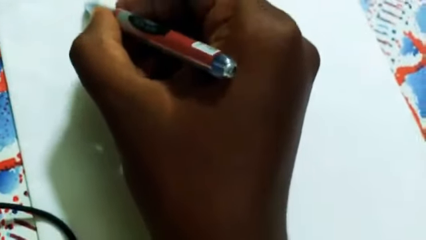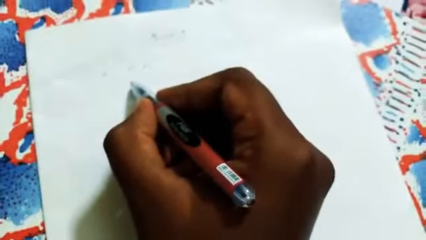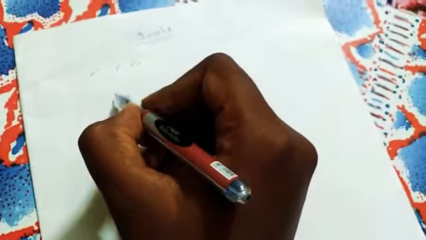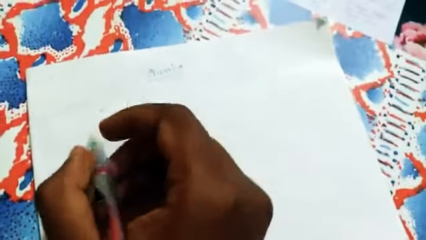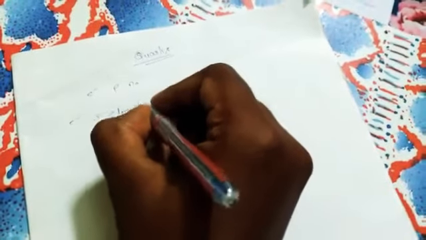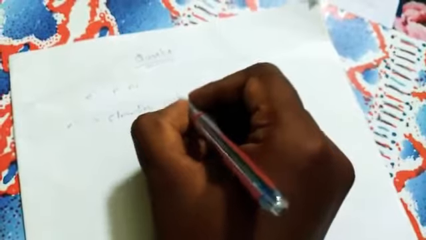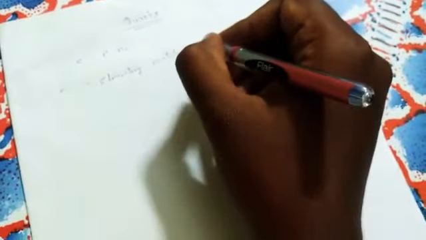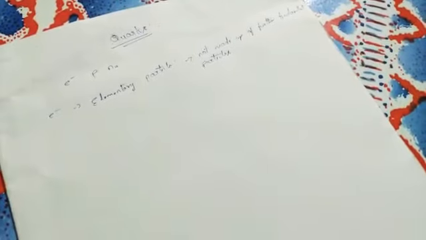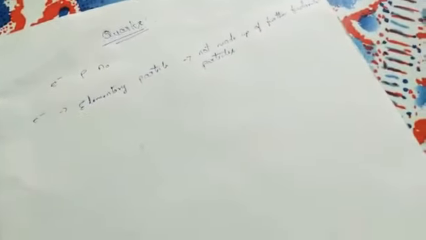atoms are made up of electrons, protons and neutrons. We know that electrons are elementary particles that are not made up of further fundamental particles. But neutrons and protons are not elementary particles. They are made up of further fundamental entities which are known as quarks.